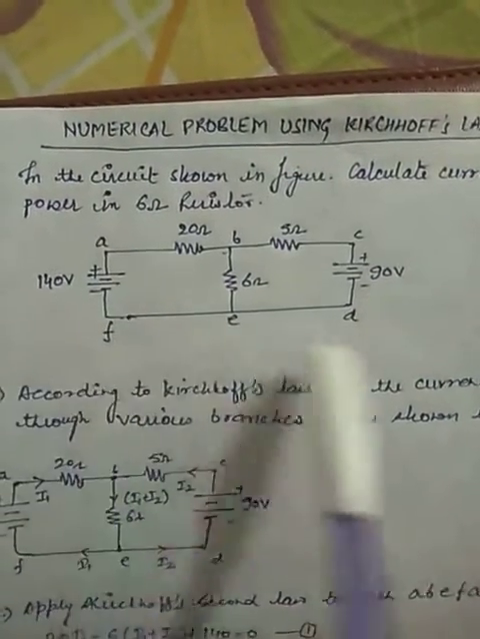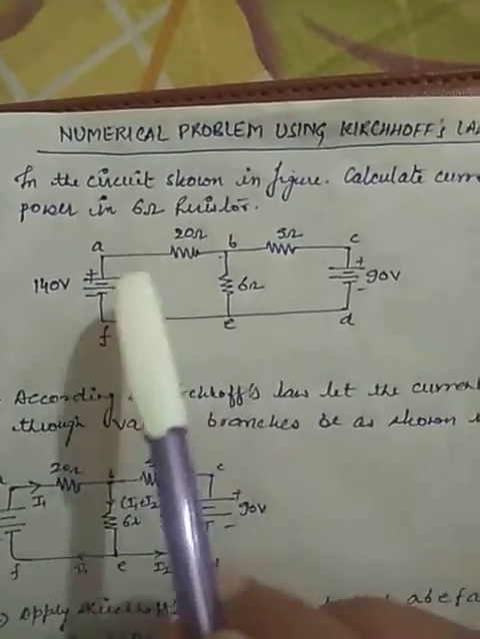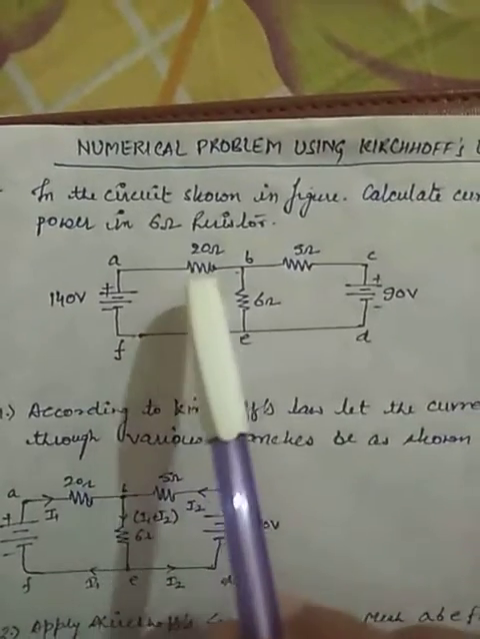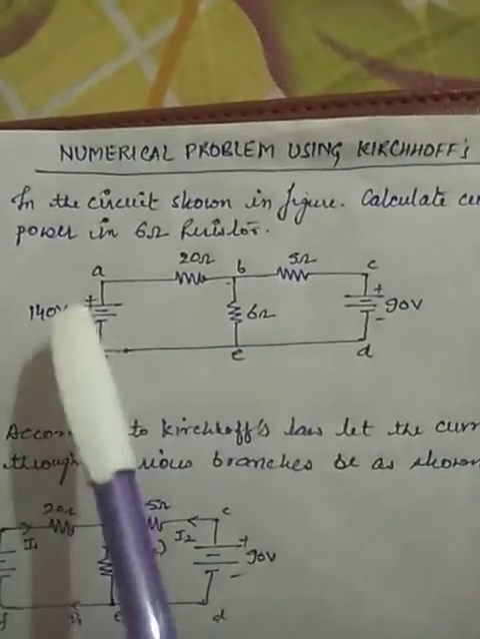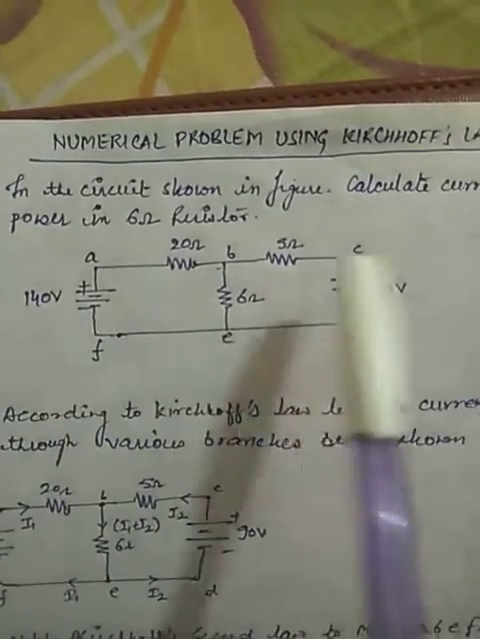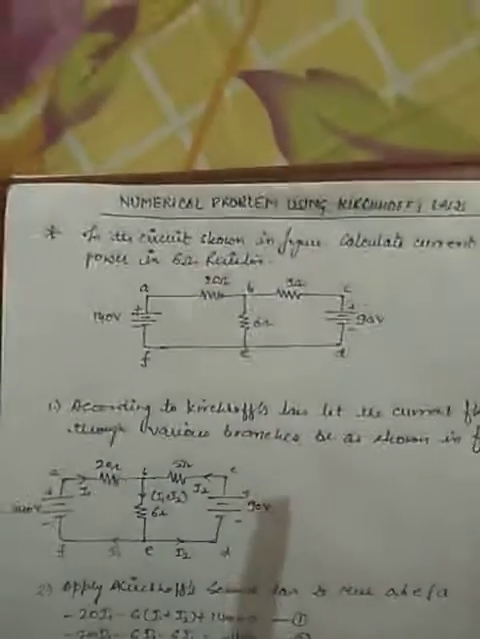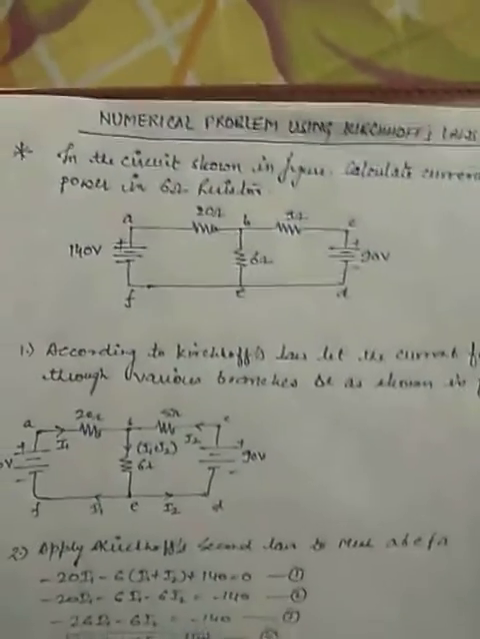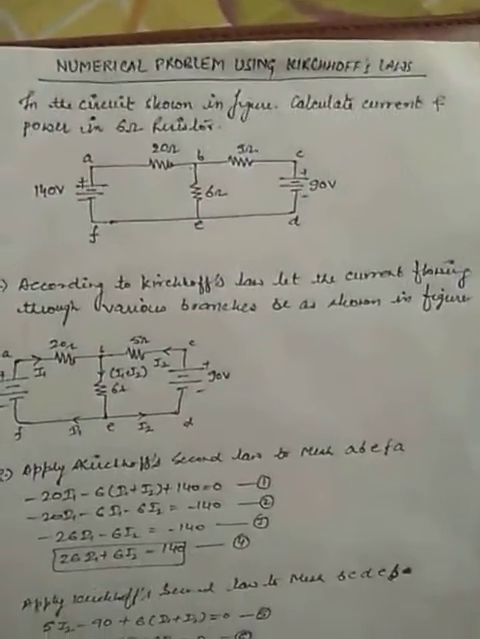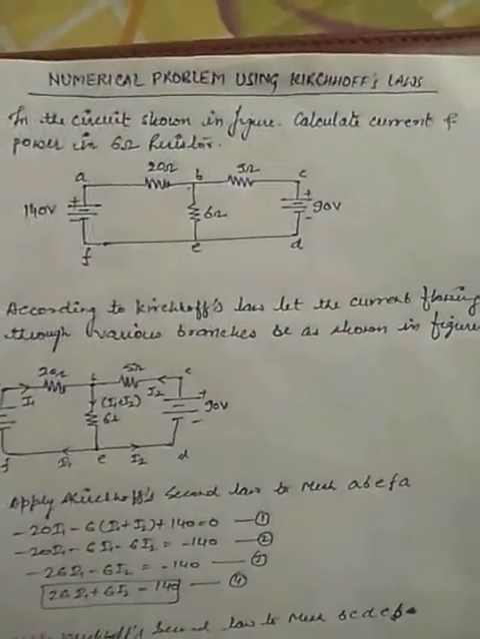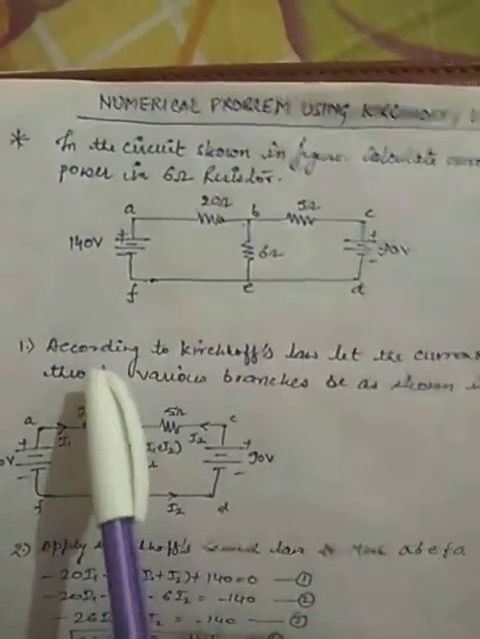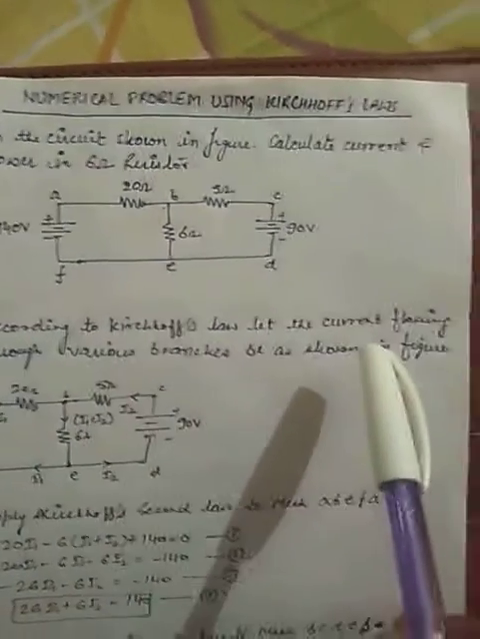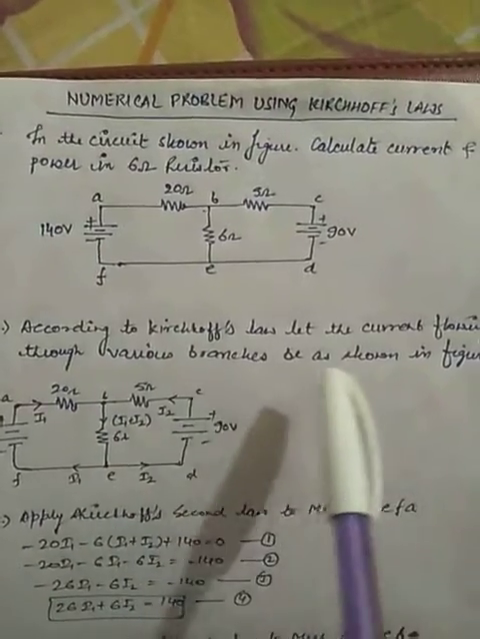So here there are two voltage sources, 140 volt and 90 volt, and there are three resistances, and the values of resistances are 20 ohm, 5 ohm and 6 ohm, and these are the naming of terminals A, B, C, D, E, F. So here first step we will mark the direction of current. We have already discussed in last video. So firstly we will mark the direction of current on each branch. So here according to Kirchhoff's law, let the current flow through the various branches as shown in figure.